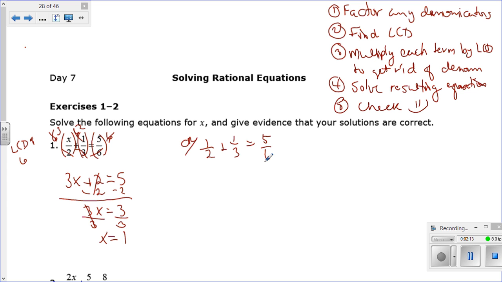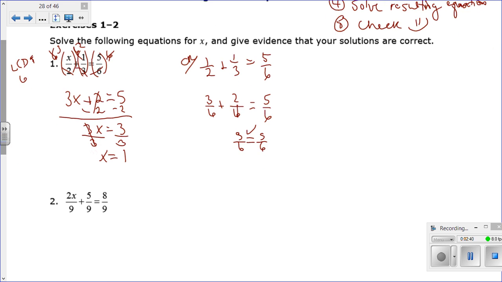What we've been talking about is you have to have a common denominator in order to add fractions. So if my common denominator is 6, 1/2 is equal to 3/6. 1/3 is 2/6 is equal to 5/6. So 3/6 plus 2/6 is equal to 5/6. So I need to get all the way down to the last step to show that one side equals the other. So that means my answer of x equals 1 is correct.